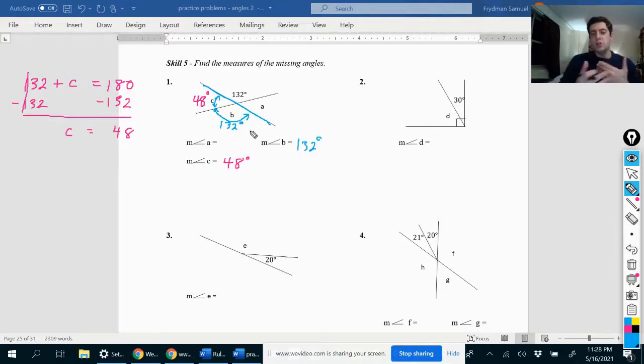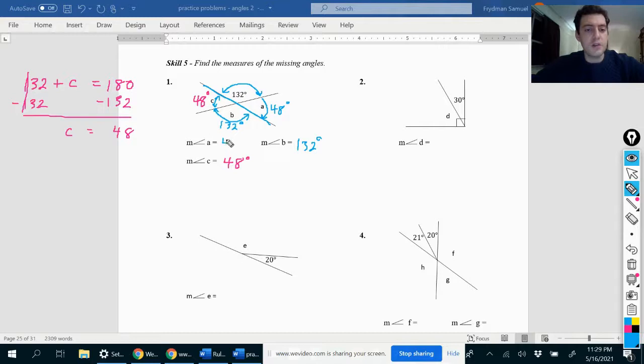And you could have figured that out just by saying that angle B and this angle over here, 132 degrees, they're vertical to each other, so they must be congruent. So if this is 132, then this must also be 132. And we could use the same reasoning over here. You could either figure out what A is by using the linear pair reasoning. So for example, this angle and this angle together must be 180. You could do it that way, or you could say to yourself, well, C and A are vertical, and therefore they're also congruent. So if C is 48 degrees, then A must also be 48 degrees.